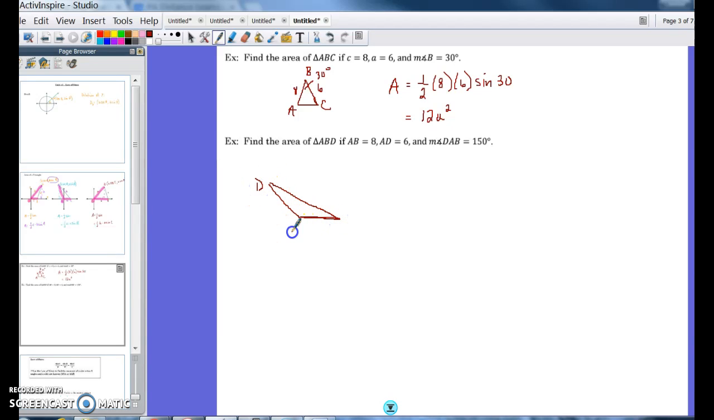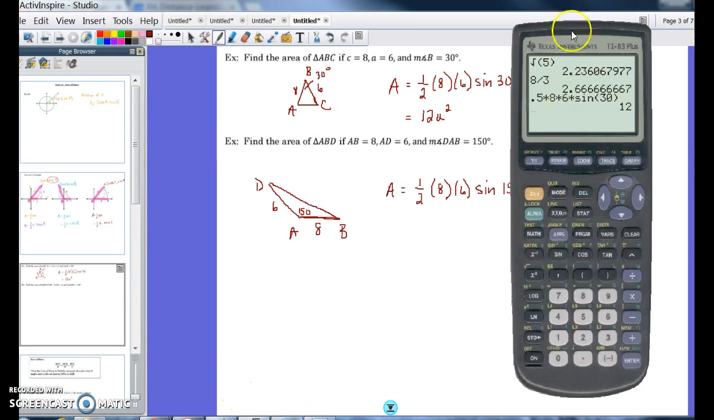So DAB, if this angle is 150, and I know AB is 8, and I know AD is 6, so I have two sides and the angle between them. So if I find the area of that, I'm going to have 1/2 times 8 times 6 times the sine of 150. If you don't see it already, that's okay, because you can do this all in your calculator.